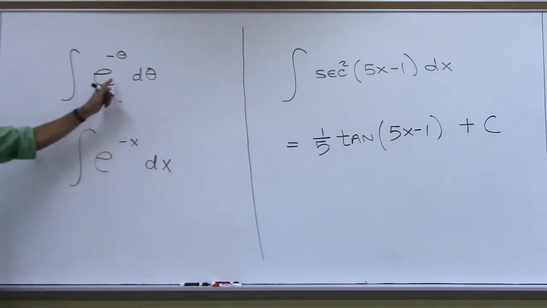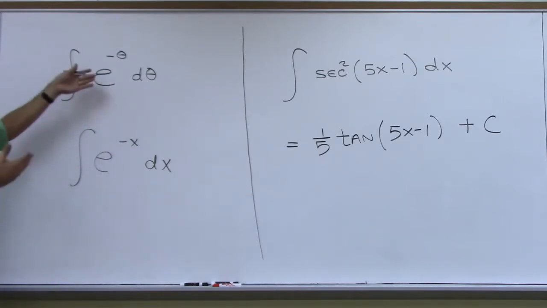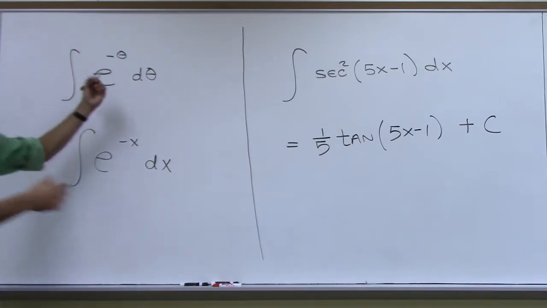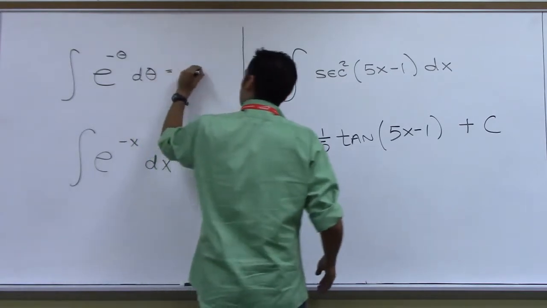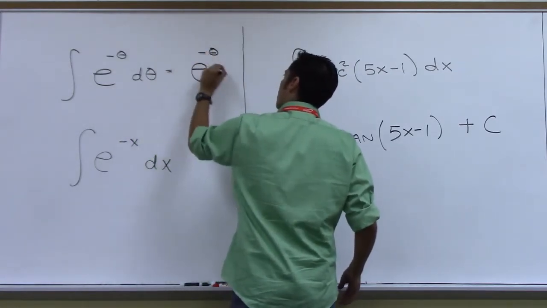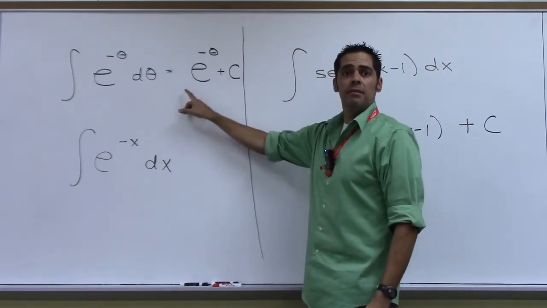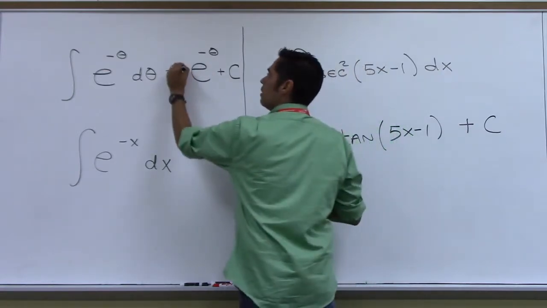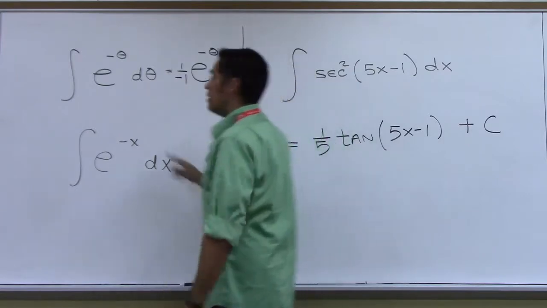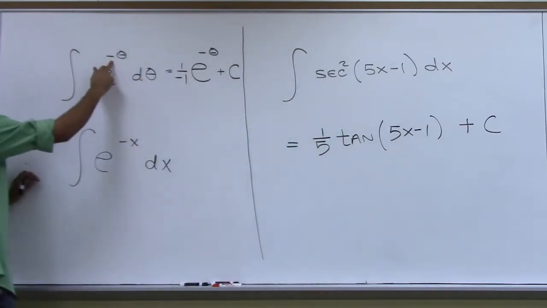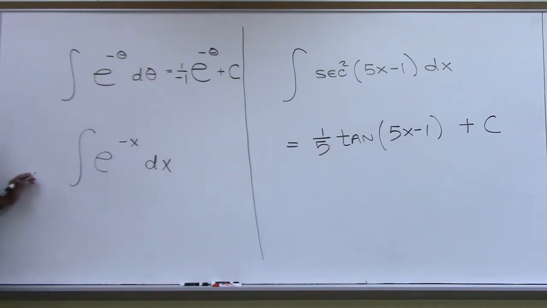So the antiderivative of this should be what? What's the antiderivative of e to something? Itself, plus c, but then I have to scale by 1 over a. And in this case, that would be 1 over what? Negative 1. That's the negative 1 in front of the variable, which is really just negative e to the negative theta.